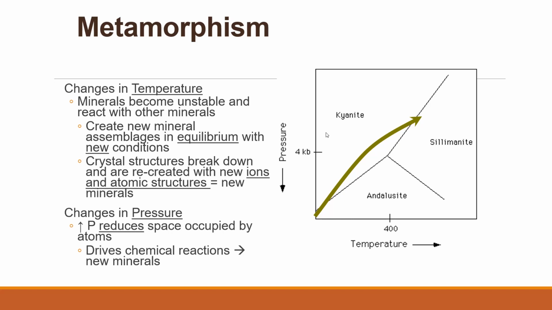So when we see kyanite, we know that we had a subduction zone, for example. These three minerals, kyanite, sillimanite, and andalusite, are all the same chemistry. They are an aluminosilicate, but they form in different conditions. So depending on which one you see, you know what the pressure temperature conditions that rock formed in were.